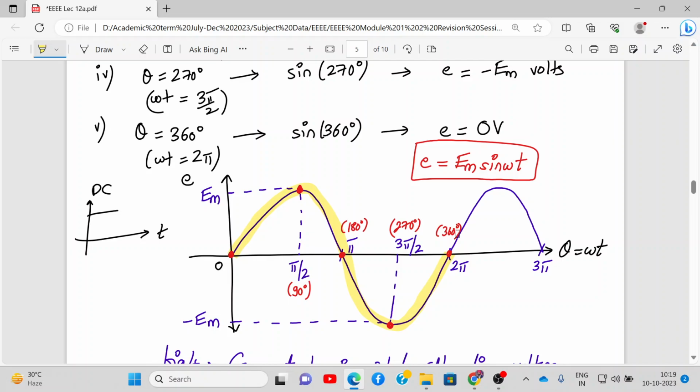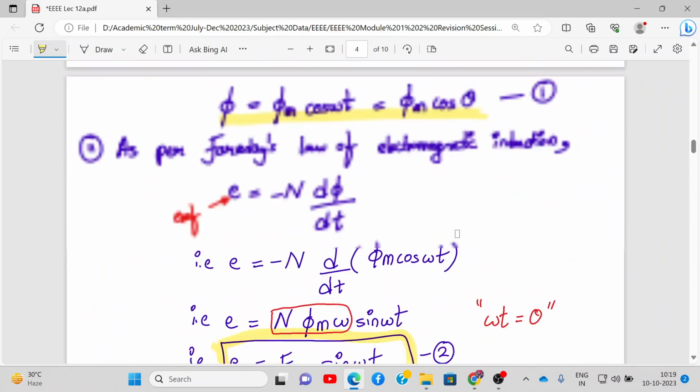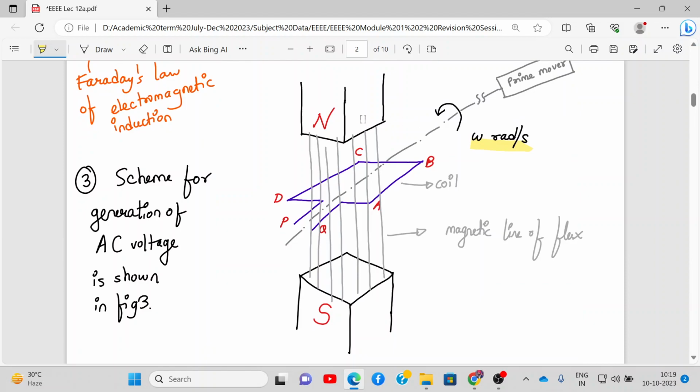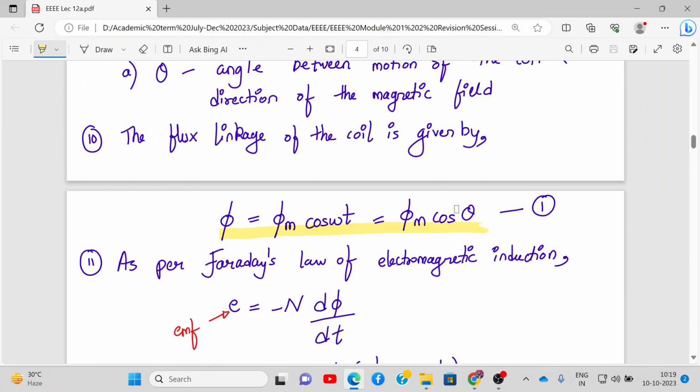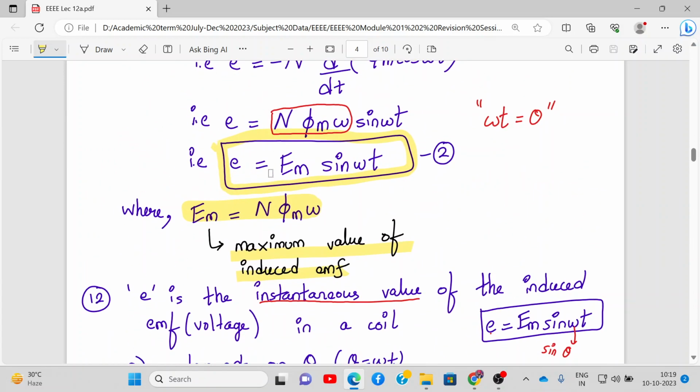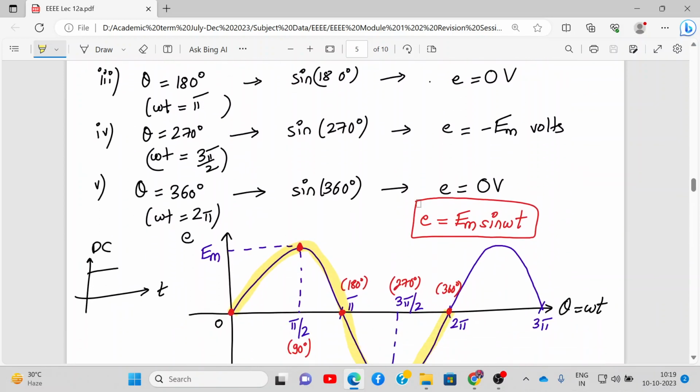Again, I repeat, we have an arrangement of permanent magnets, with magnetic lines of flux directed in y dash, and we have a rectangular coil rotating in the anti-clockwise direction with an angular velocity omega. Whenever this coil cuts the magnetic lines of flux, an EMF is induced, and that EMF is given by E is equal to Em sine omega t. This value of induced EMF changes continuously, so it's an instantaneous value.